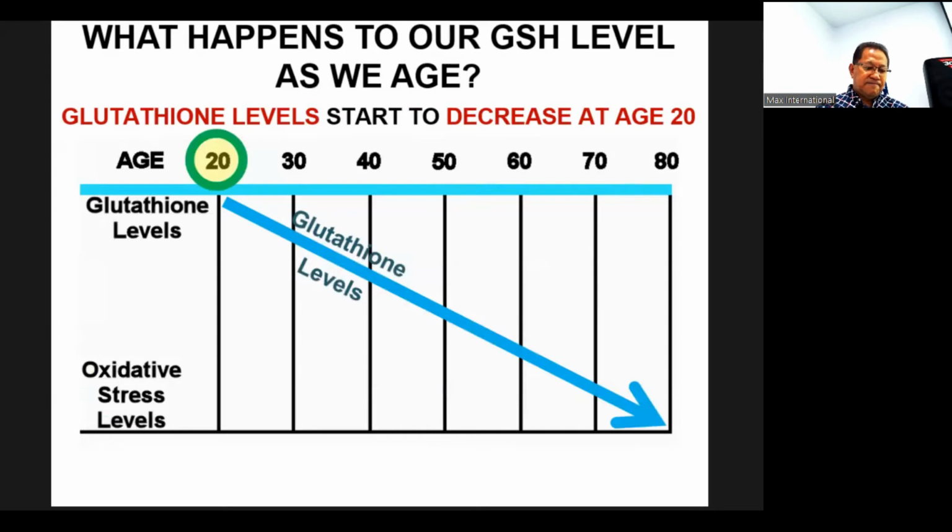Okay, the unhappy part is that we only have sufficient glutathione to protect all our organs sufficiently when we were young, up to about age 20. After that, unfortunately, because we're all programmed to degenerate as we age and then die, our glutathione levels start coming down. And the main reason is the decline in production.